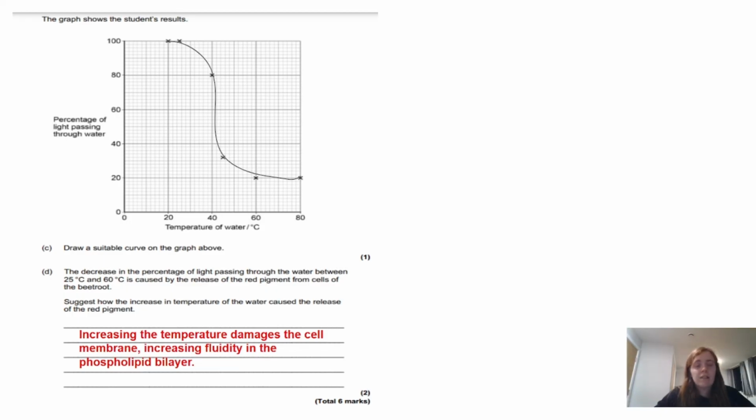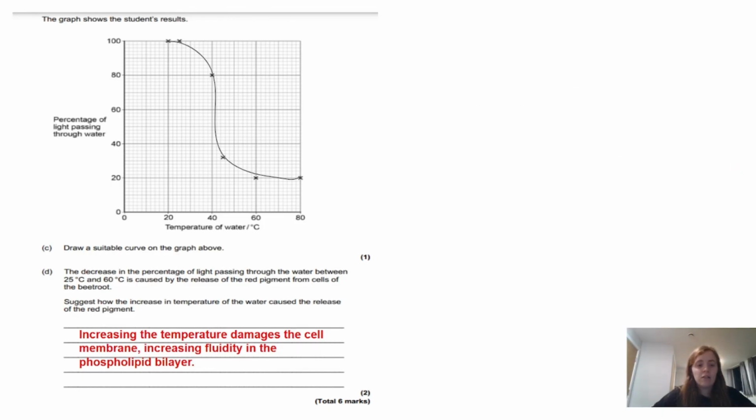This is kind of your set answer if you're writing something like this. So I haven't said denaturing the membrane proteins. I think you can write this, but there's nowhere in the question that mentions membrane proteins, so you can write an answer that's a bit more general like mine. But if the text in any part of the question is mentioning membrane proteins, then you would need to mention membrane proteins in your answer. That's another exam tip for you there.